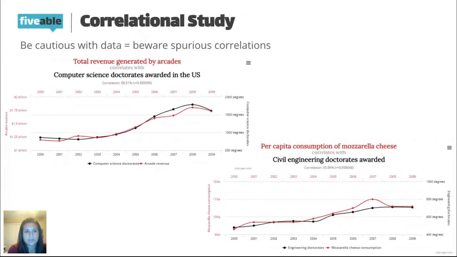However, you actually have to think about that data. What would those two things have in common? And if the answer is nothing, then you kind of have to question the source of your data. And I think that's especially true if we look at the second graph there. It's per capita consumption of mozzarella cheese versus civil engineering doctorates awarded. Those two things have nothing in common, but for some reason their data points actually kind of coincide, and they have a strong correlation relationship.